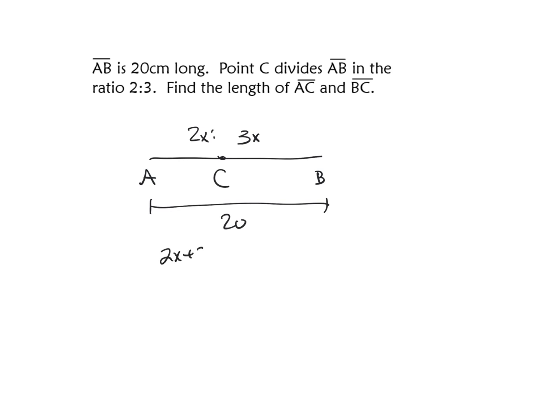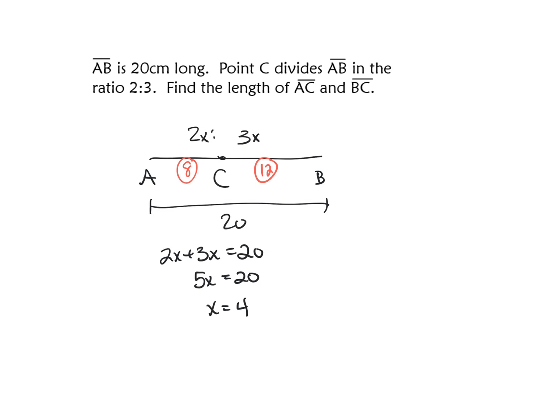So 2x plus 3x equals 20. A total of 5x equals 20. Divide by 5, you get x equals 4. Then you can plug it back in. For AC, I take 2 times 4, or 8. And for CB, I take 3 times 4, which is 12.